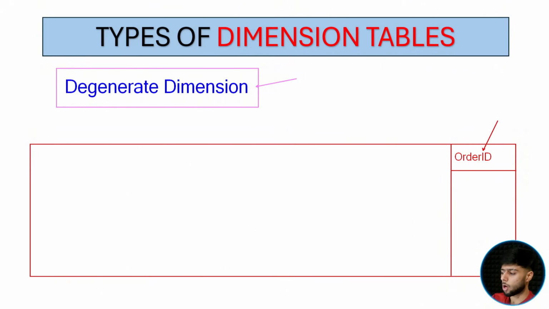Do we have any contextual value other than order ID? Do we have any order name? Do we have anything related, any contextual value other than order ID? No. That means if we just create a dimension on top of it, it will just be having one column, right? Exactly. That's it. So that is called degenerate dimension.